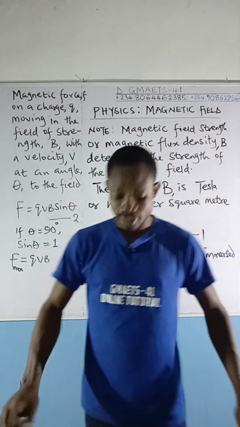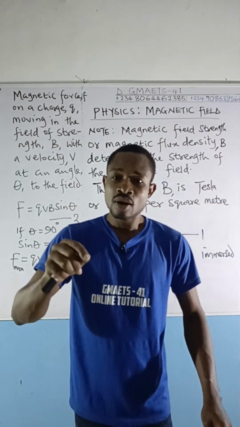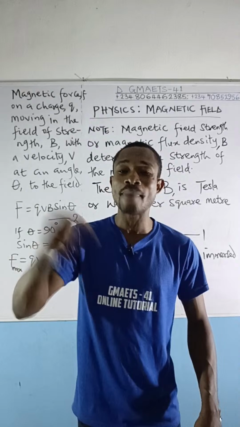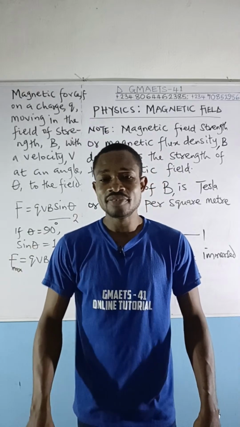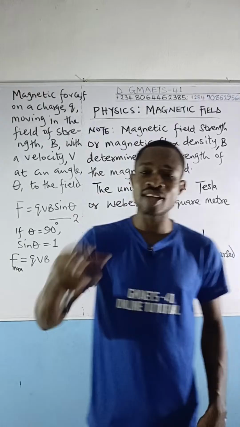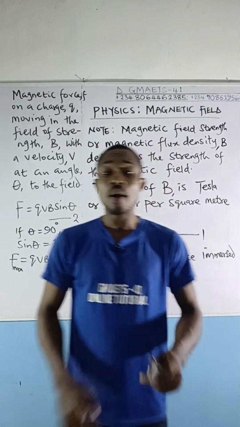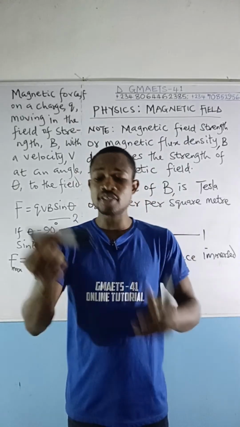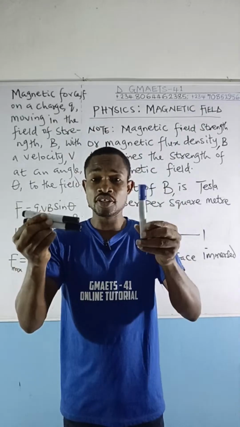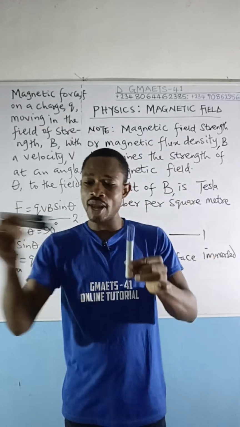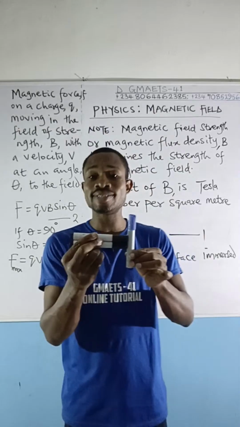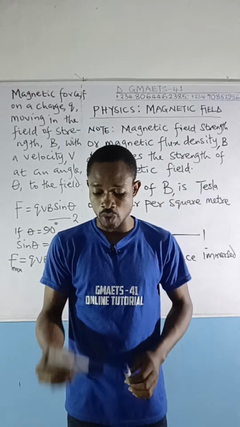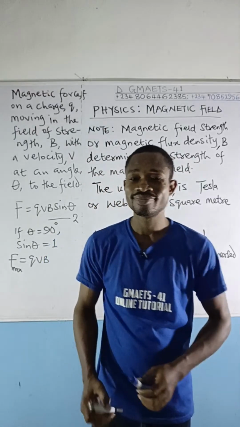So if you are asked under what condition will a charge experience the maximum force, or the maximum magnetic force on it? That is, if the charge moves at an angle of 90 degrees to the field, perpendicular to the field. Let me assume that this is the charge, and then these are the magnetic lines of force. So if the charge moves perpendicular to the direction of the field at 90 degrees, the charge will experience the greatest force, the maximum force. Take note of that.